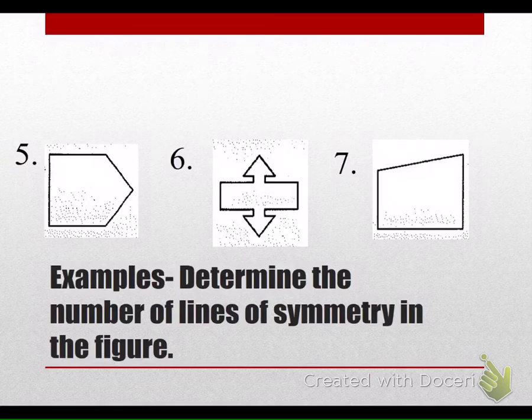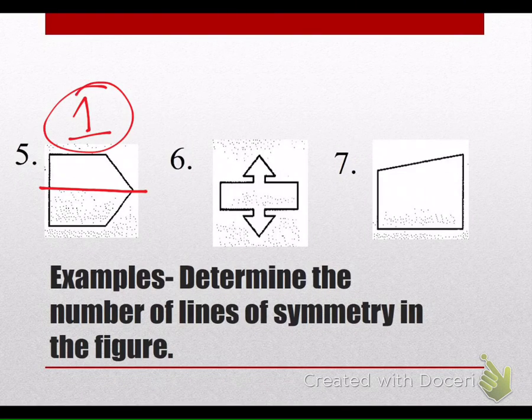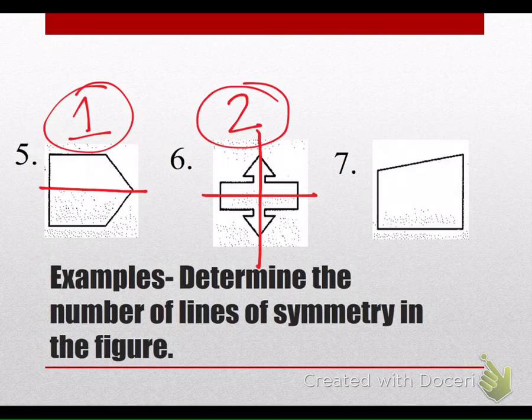So the directions here say determine the number of lines. So your answer is going to be a number. How many lines of symmetry could you draw? 5, like 1, right? So you could draw this one. Is there any other place where you could draw a line and it would be symmetric on both sides? So the answer here would just be 1. 6 would be 2. Here's 1, here's 1. I think that's it. Yeah, so this would be 2.